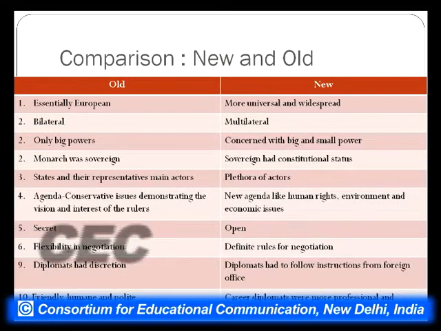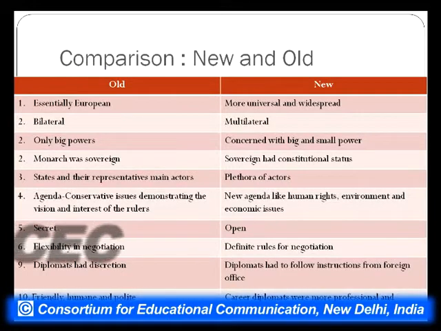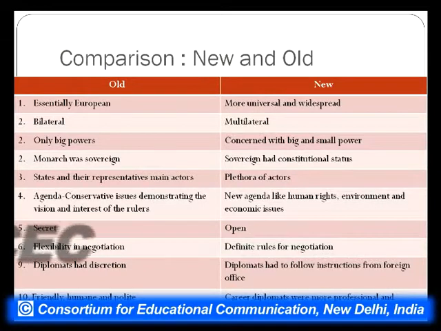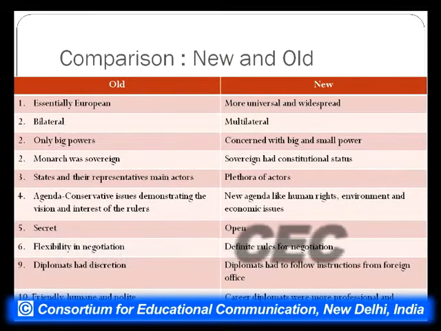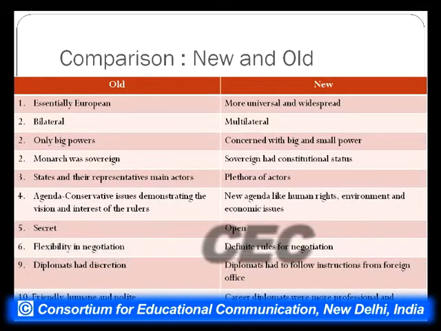The old one reflected flexibility in negotiation, that is, the diplomat was free, he could go there looking at the situation, he could devise his own rules, he could change and suit his position to the requirement of the current times or of the situation. But in the new diplomacy, there were definite rules for negotiations. There was a protocol, there was a treaty, there was an agreement, there were procedures in which to negotiate. So the diplomat in the modern day or new diplomacy had to abide by those rules and guidelines.